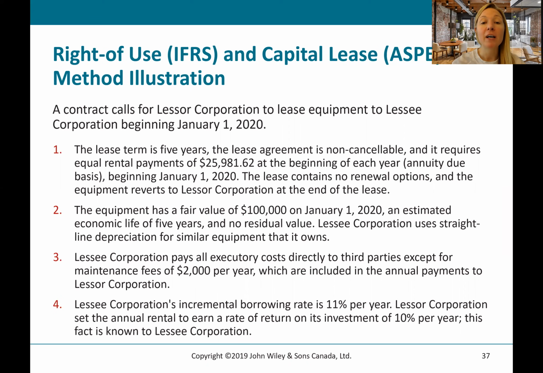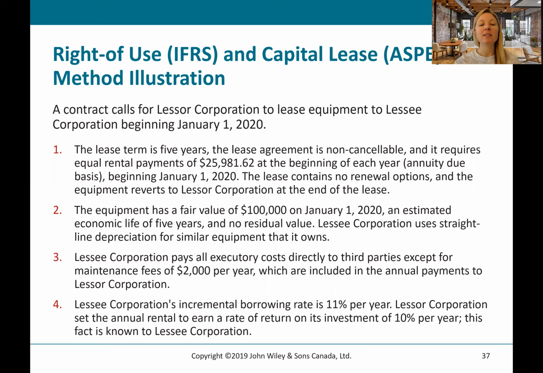We're told the lease term is 5 years. The agreement is non-cancelable, and it requires equal rental payments of $25,981 at the beginning of each year on an annuity due basis, beginning January 1st, 2020. The lease contains no renewal options, and the equipment reverts to the lessor corporation at the end of the lease. The equipment has a fair value of $100,000 on January 1st, 2020, an estimated economic life of 5 years, and no residual value. Lessor corporation uses straight line depreciation for similar equipment that it owns.